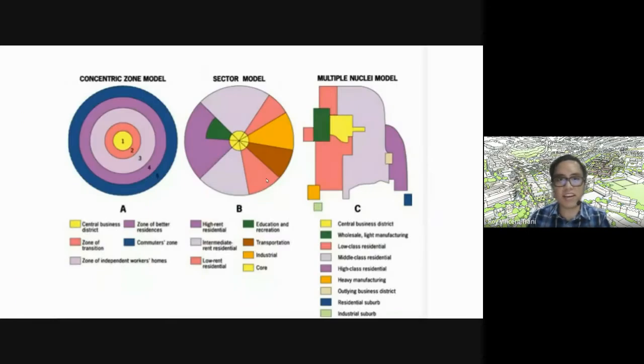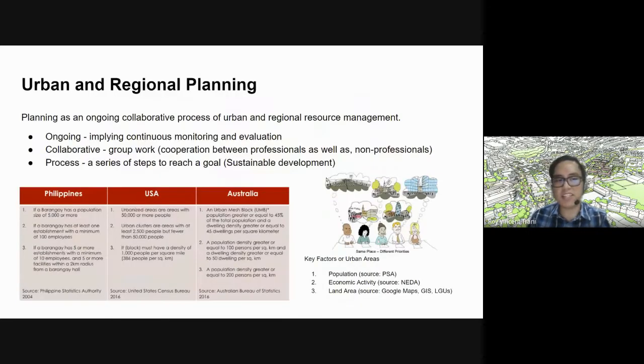Yes, sir. Okay, so the previous slide was just this image, and this is the current slide. And the urban area definitions in the Philippines as of 2004, I need to check and update this actually. This is an old definition. If a barangay has 5,000 or more people, at least one establishment with at least 100 employees, or five or more establishments with 50 employees and five or more facilities, it doesn't really say what kind of facilities, within a 2 kilometer radius from a barangay hall.